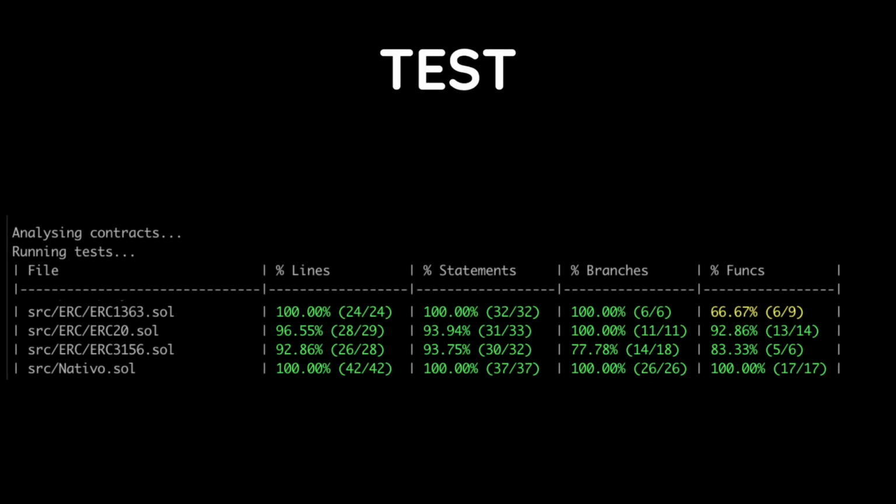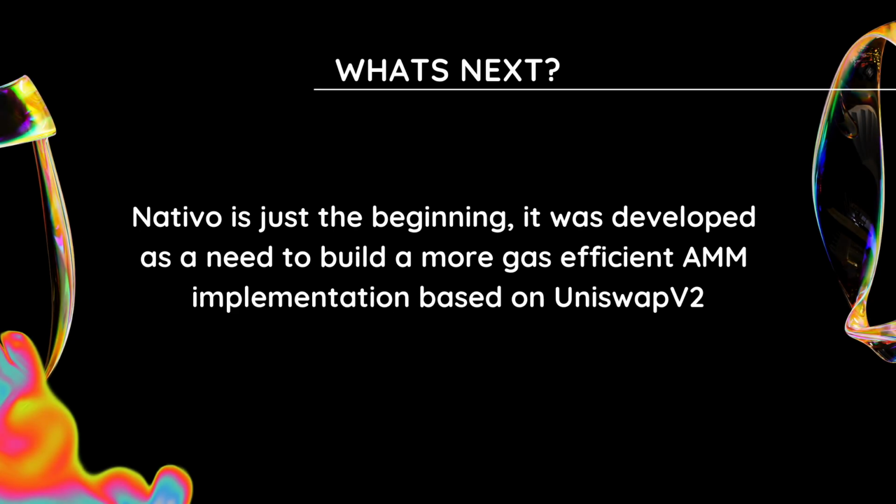We have also tested all the features that Nativo has. We have also added invariant tests, and as you can see, we get 100% coverage. Nativo is just the beginning. It was developed out of the need to build a more gas-efficient AMM implementation based on Uniswap v2. So follow us to get more news.